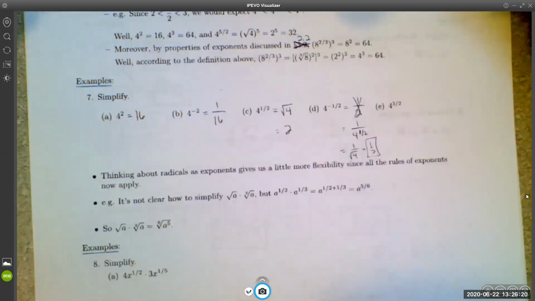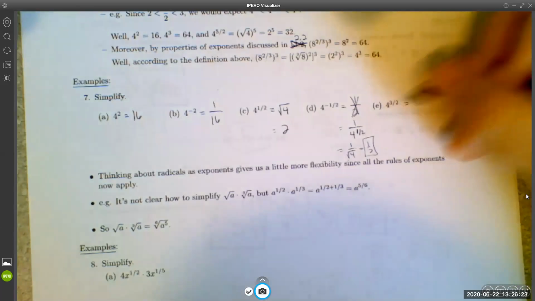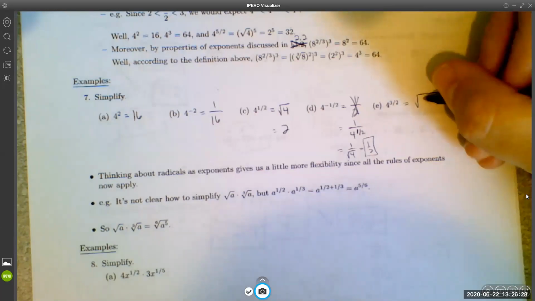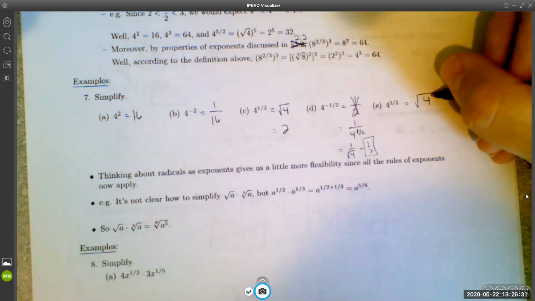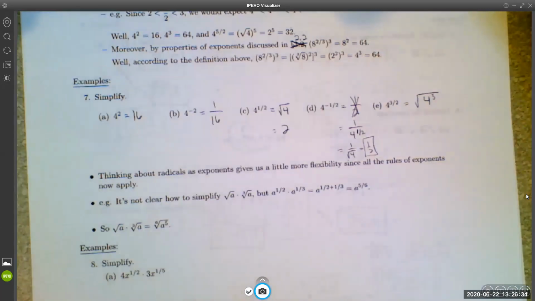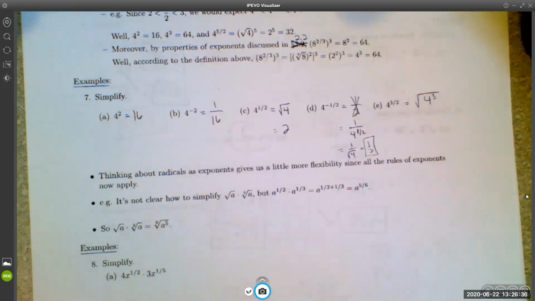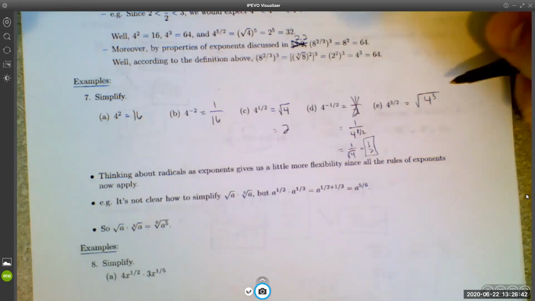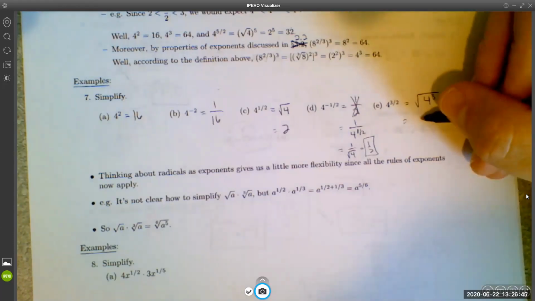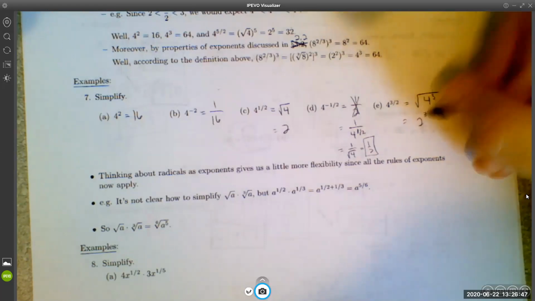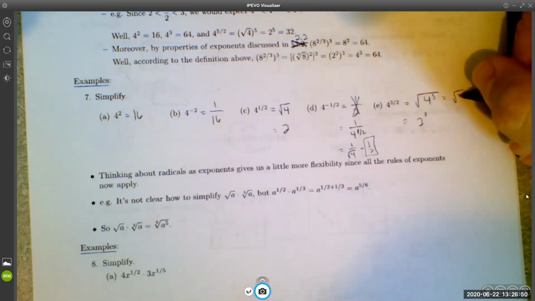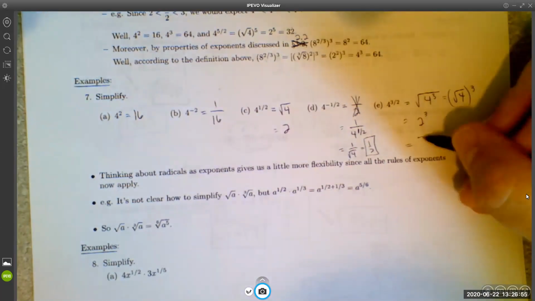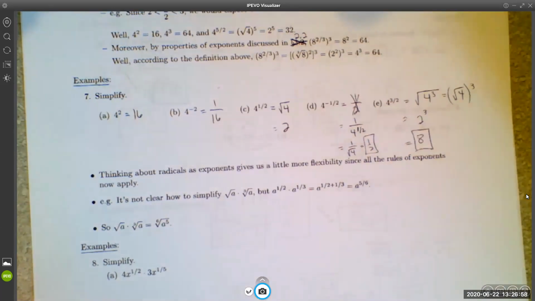Okay, 4 to the 3/2. Again, remember, the denominator is the index of the radical. Since the index in this case is a 2, we don't write it. And the numerator is the exponent. Also remember that you can do this in any order you want. You can do 4 cubed first and then take the square root, or take the square root first and then cube it. That's what I'm going to do. I'm going to say this is 2 cubed, because I'm really thinking of it like this. So the square root of 4 is 2, and 2 cubed is 8. So 4 to the 3/2 is 8.